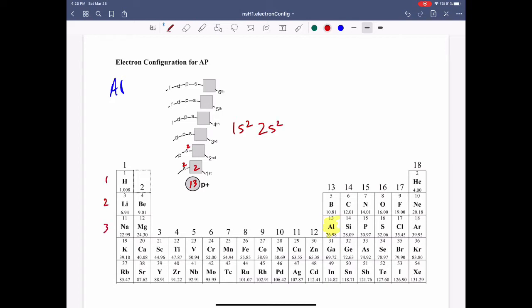1, 2, 3. We're going to use 3 rows in the periodic table. The first 2 electrons take us across to helium. The next 2 electrons take us to beryllium. And then we would need to get across to neon by putting 6 electrons, total of 8, into the 2p6, which makes a total of 8 electrons in the second energy level.